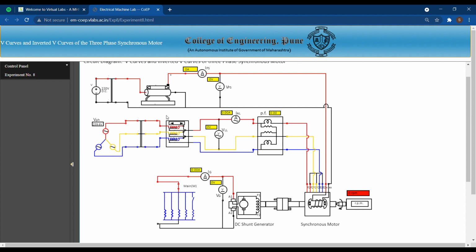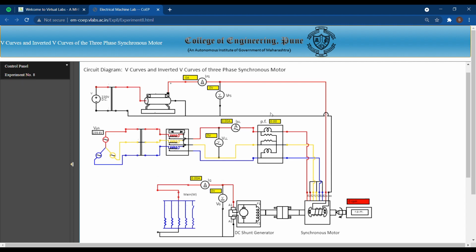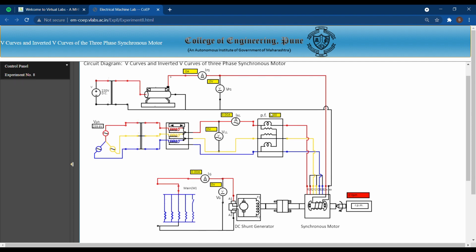First we did the same experiment. We plotted V and inverted V graph for synchronous motor at no load condition. Now we are doing it for loaded condition. Again take down the field current, line current and power factor at loaded conditions. Then plot the V and inverted V graphs in the same graph sheet. This is the V and inverted V curve experiment. Thank you.